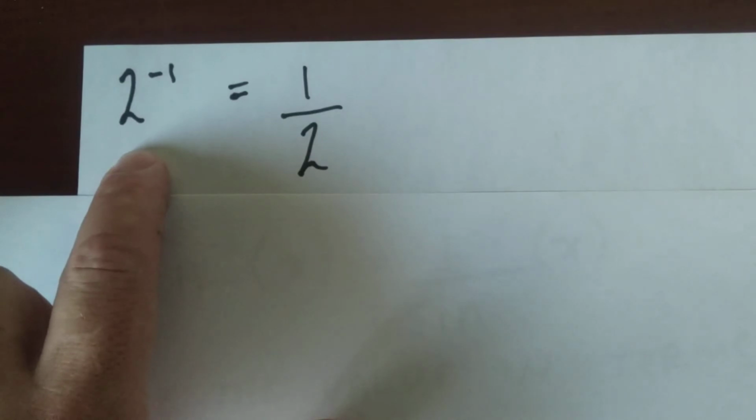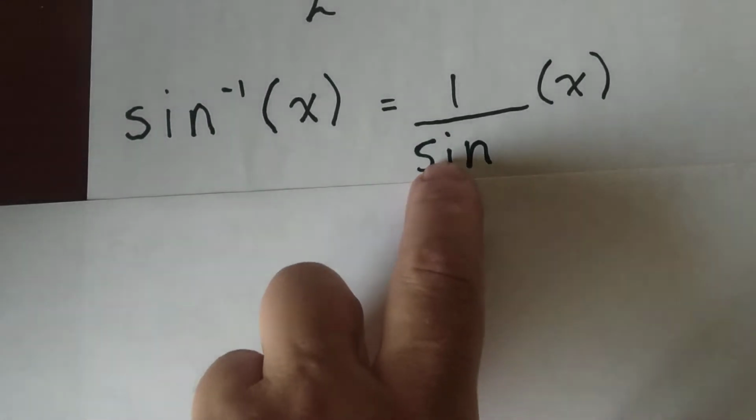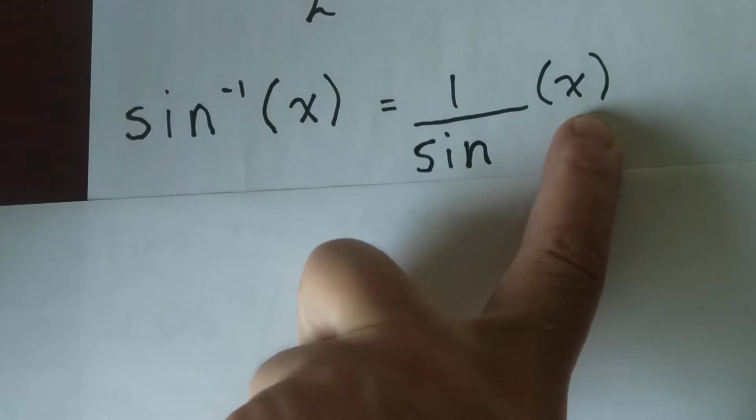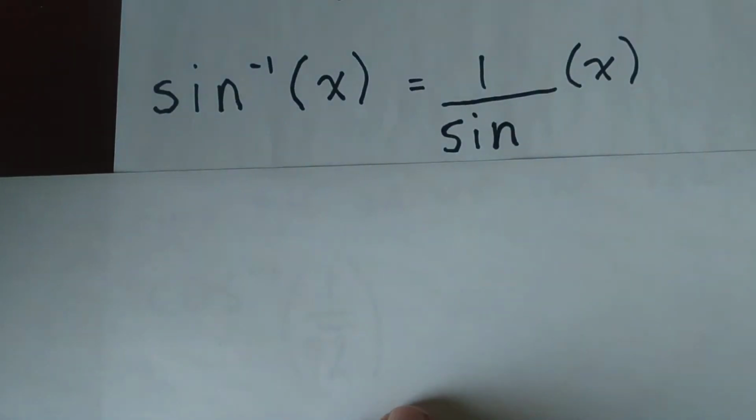The inverse of 2 to the negative 1 is 1/2. And the inverse of the sine of x is 1 over the sine of x. It's also called the arc sine.